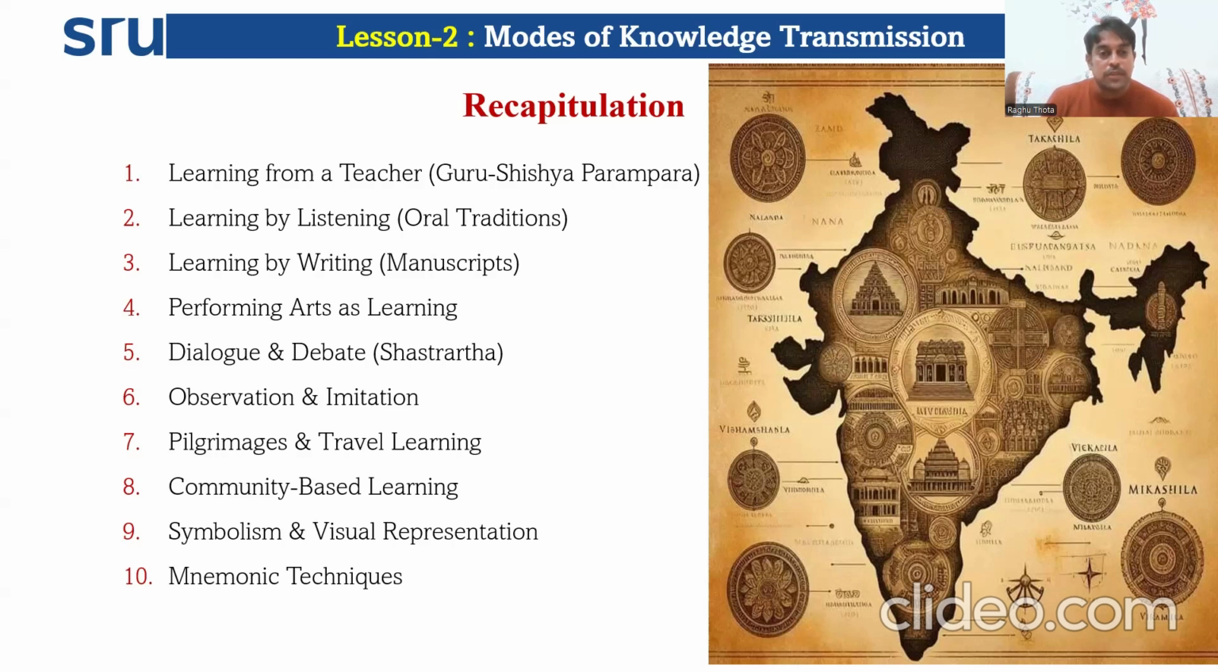Whatever the knowledge was, something related to mythologies, epics and all, they used to perform that information in the form of different dance forms. Many dance forms originated in the ancient times, such as Bharatanatyam, Kathakali, Kuchipudi. Many dance forms were used to narrate the stories and mythological stories also. So arts have been used as one of the ways of transmitting the knowledge in the ancient times.